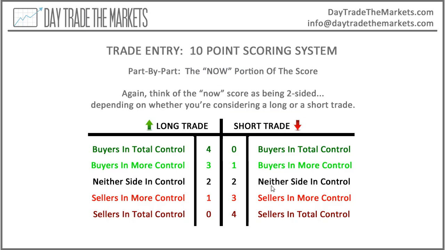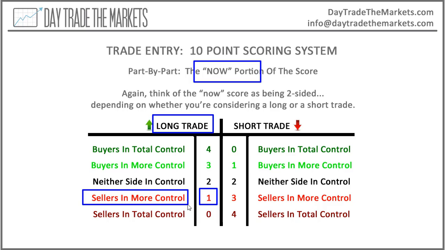Or if we say that sellers are more in control than buyers, but buyers are at least in play, and we're looking at a long, then we're going to get 1 point in our now portion of the score. And if we say that sellers are in more control than buyers on the day, but not in total control, and the buyers are at least in play, but sellers are a little bit more dominant today, and we're thinking of a short trade, well, then we're going to get 3 points. Again, I'm going through this quickly. If it's at all confusing, believe me, you'll get this. It'll be like riding a bike. I'm just trying to give the overview.